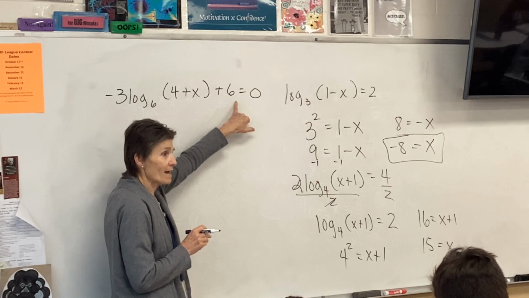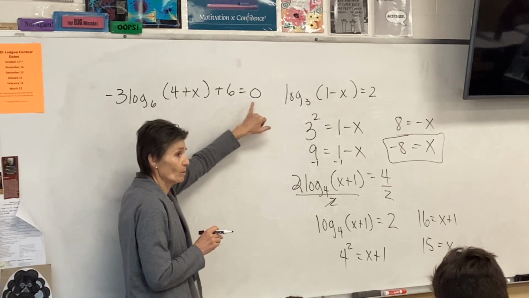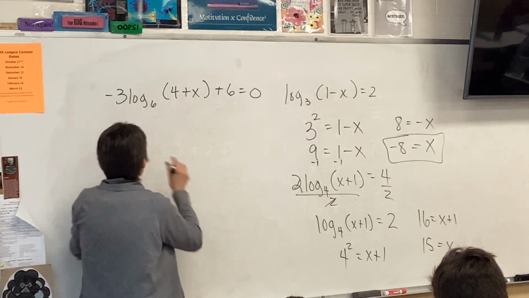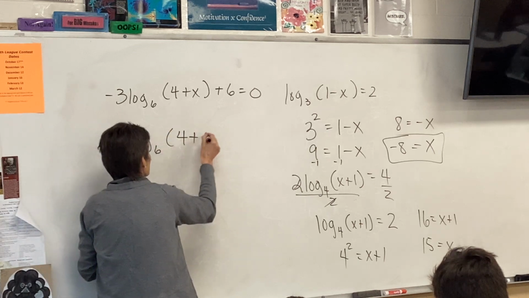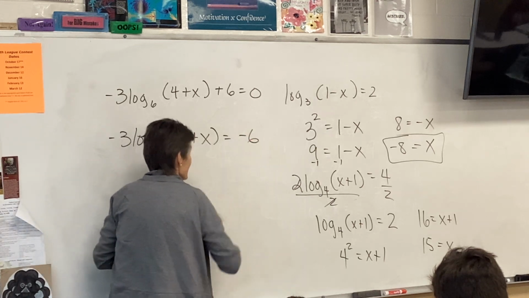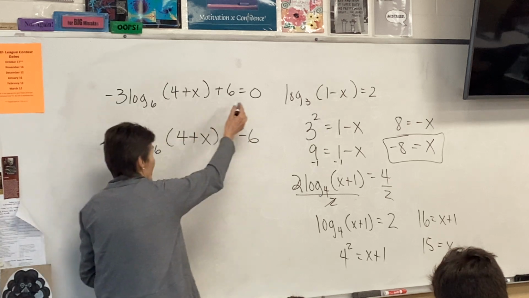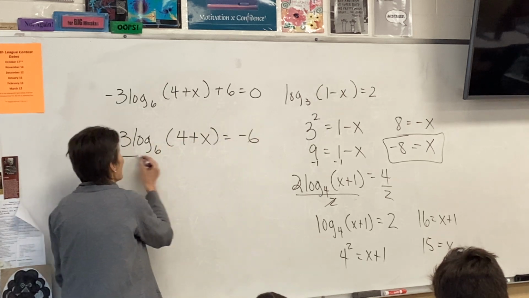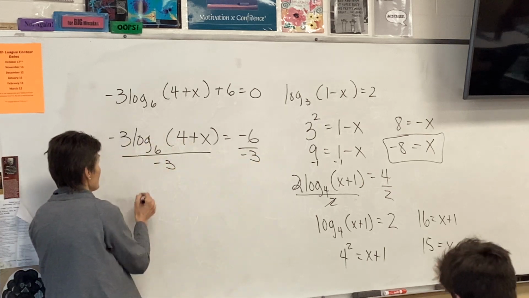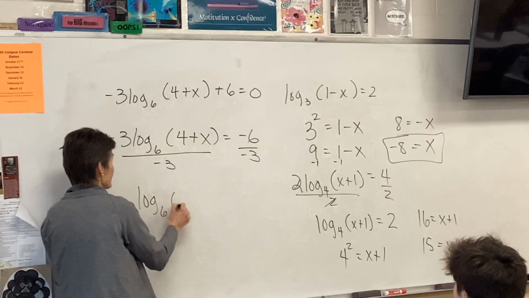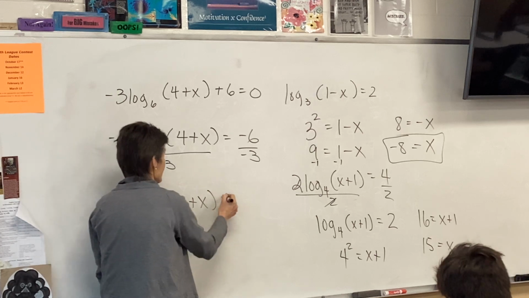Did you notice that we don't usually have a 0 over here? So I would move that over. It's not absolutely necessary to do that first though, but I think it makes it easier if we subtract this 6 to the other side and then divide by negative 3. So we have log base 6 of 4 plus x equals 2.